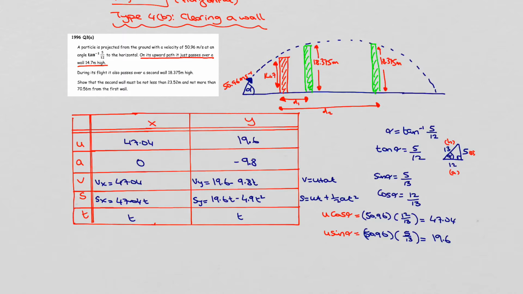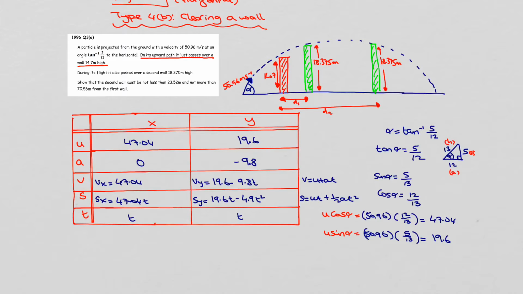Okay, so we have our table made out, we have our diagram drawn, and we have all of our angles worked out. So if we take a closer look at the diagram in terms of how we're going to show that the second wall must not be less than 23.52 metres and not more than 70.56 metres from the first wall. Well, basically we know that the first wall is 14.7 metres high.